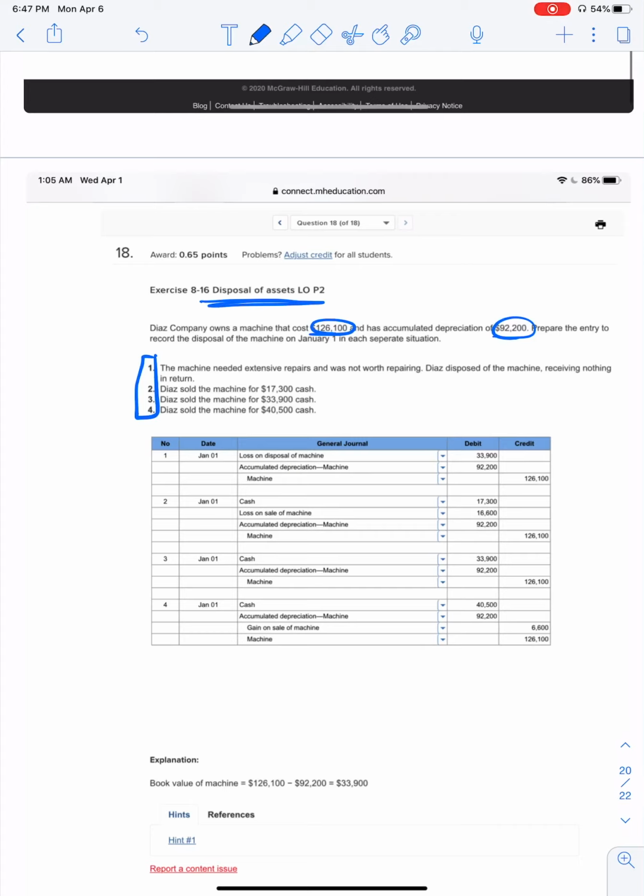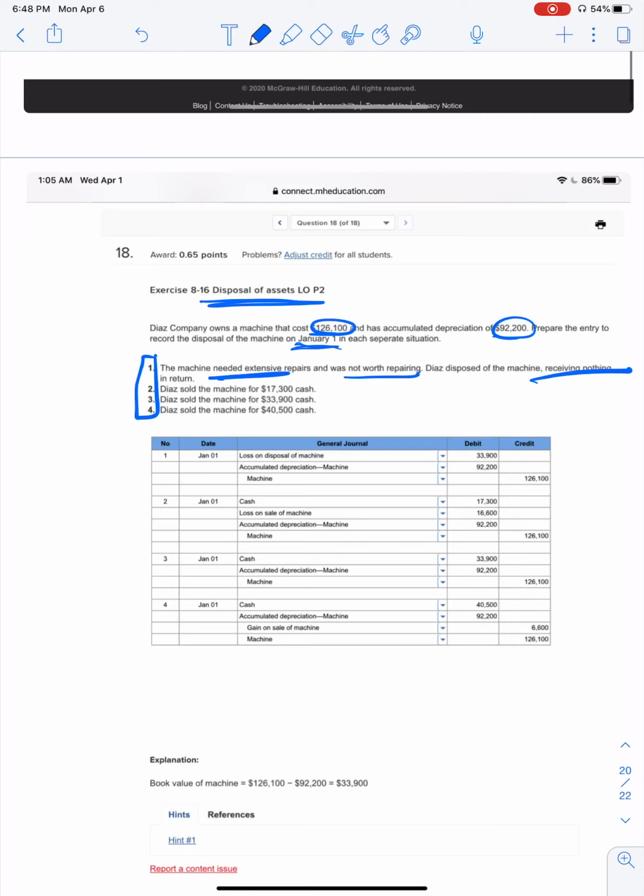Now, because this is being sold on January 1, there's no need to record current year depreciation because we're actually selling it at the beginning of the year. So we avoided that piece. Now, this tells us the machine needed extensive repairs and was not worth repairing. They disposed of the machine and received nothing. So what we're going to have to do is figure out how on earth do we make this entry balance.